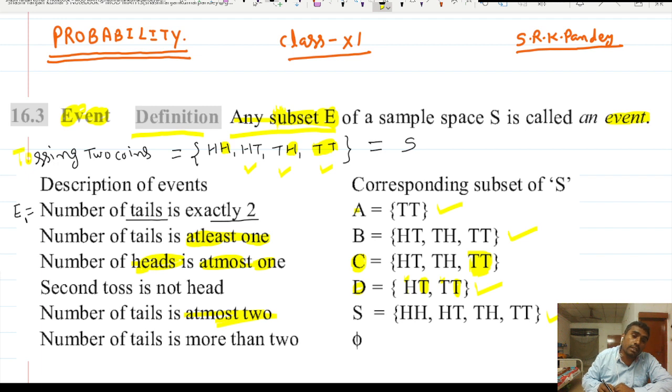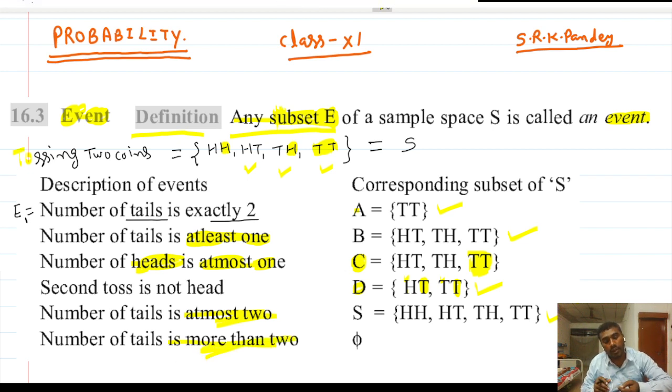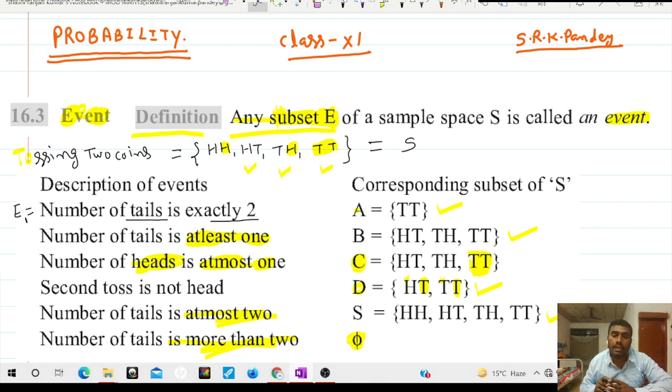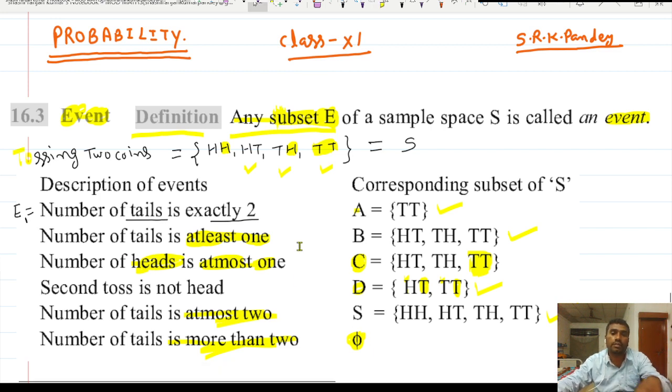If we make the event that the tail is more than 2, we all know that when we are tossing two coins, we get a maximum of two tails, not more than 2. So in this case the event is empty, the empty set, meaning there is no outcome in which more than 2 tails occur. Got it? So in this way we have to do this. Okay or not?